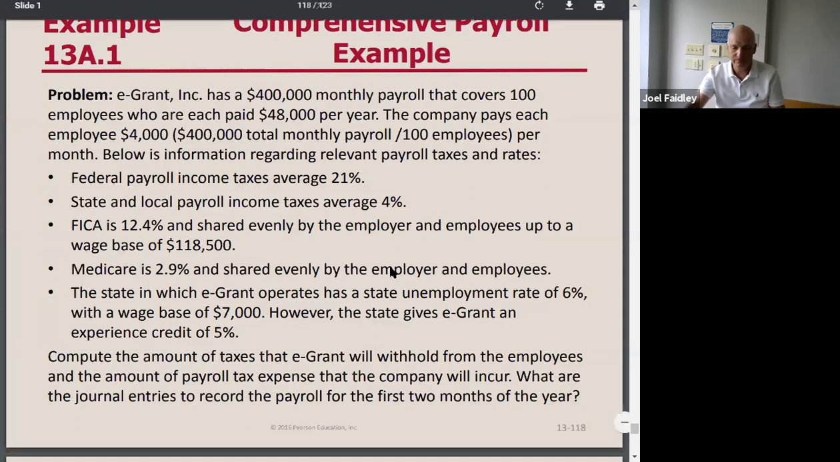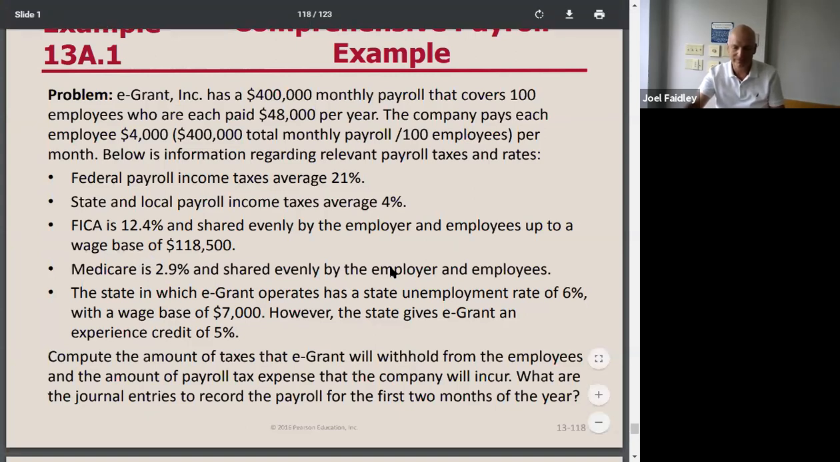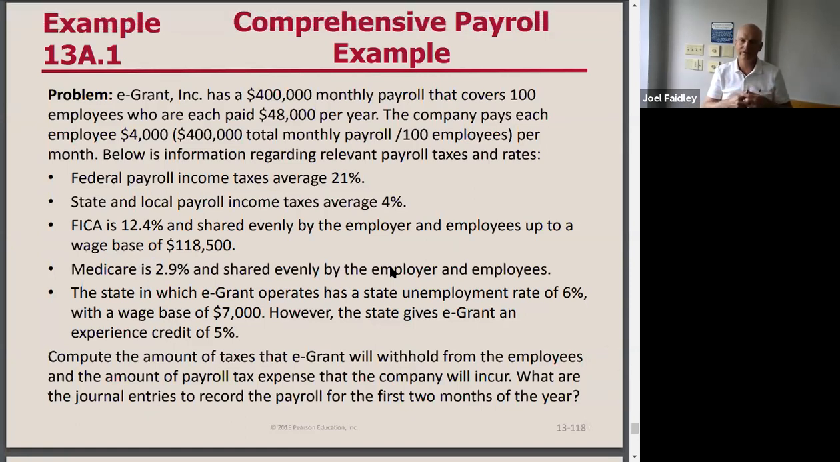It talks about federal payroll income taxes averaging 21%. That's really high. They just use this for simplicity. It's all based on you individually, what all your employees have filled out on their W-4 when you're hired, whether you're single or married, and your exemptions, although I think they've simplified it somewhat this year. State and local income taxes, Tennessee, you don't have that. Virginia, you would. North Carolina, you would.